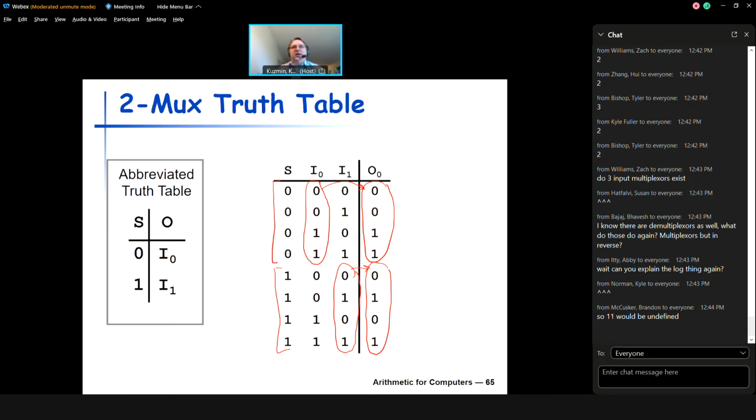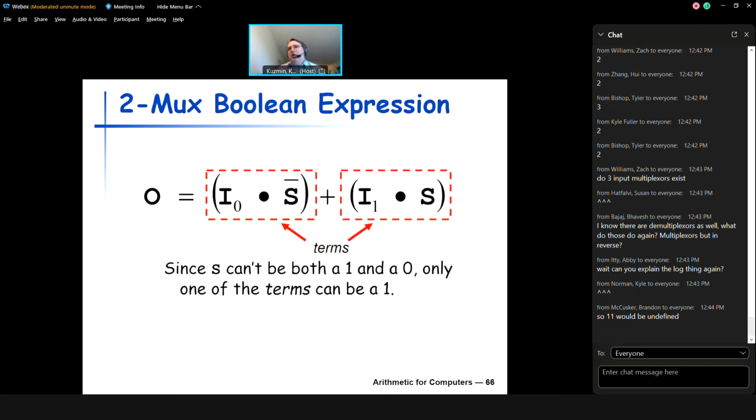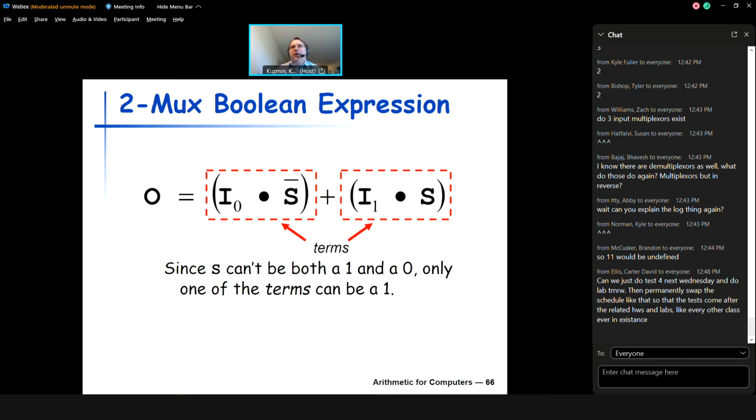All right, so this is the abbreviated truth table on the left, right? It is shorter. It is convenient to grasp the meaning. If S is 0, the output is I0. If S is 1, the output is I1. But for the actual implementation in gates, we need to expand it to the full truth table, which for 3 inputs is going to have 8 rows. Okay, and once we have the truth table, then we just implement it using our gates as usual, and we can optionally rewrite this as this expression, using just 2 terms. And since S cannot be both 1 and 0, it guarantees that only one of the terms can be a 1.